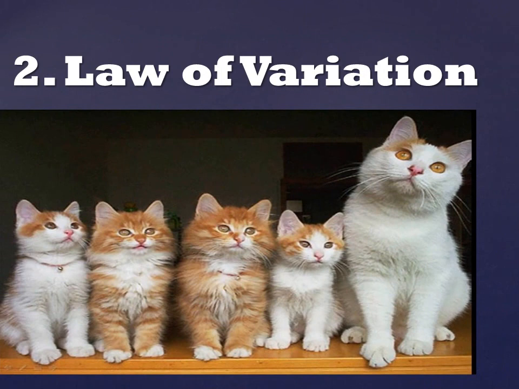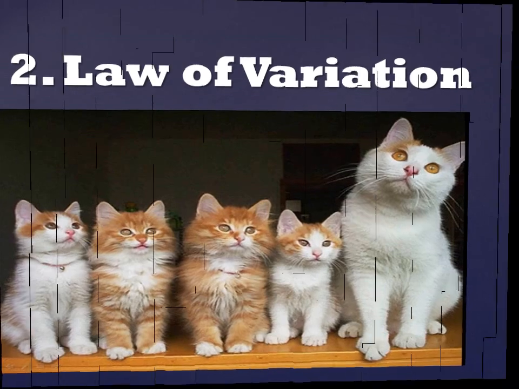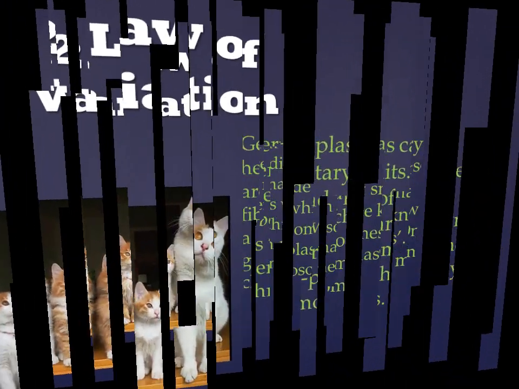The next one is the law of variations. Generally, it is believed that like produces like. It means that intelligent and healthy parents produce children like themselves, and weak parents produce weak children. But in some cases, there are variations. Why are idiots born to intelligent parents and genius in an ordinary family? This is due to the law of variation.